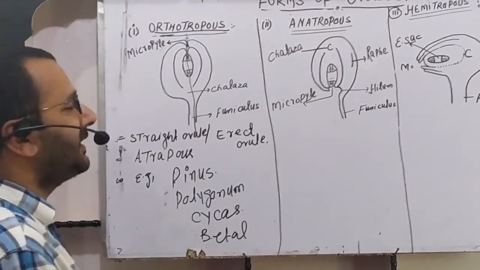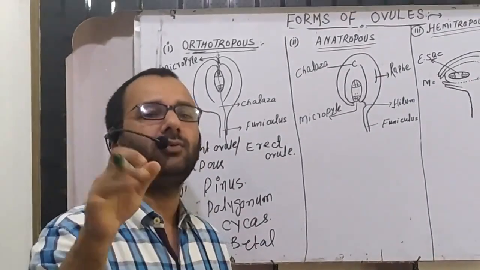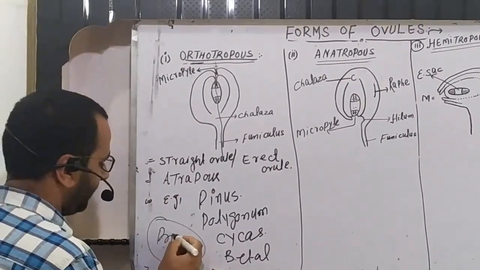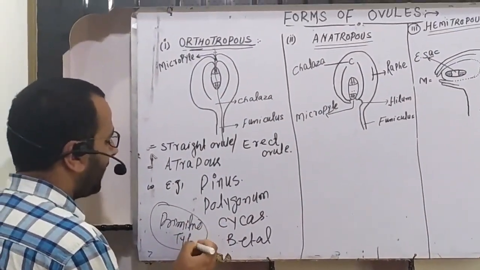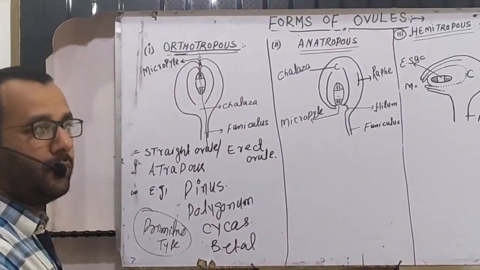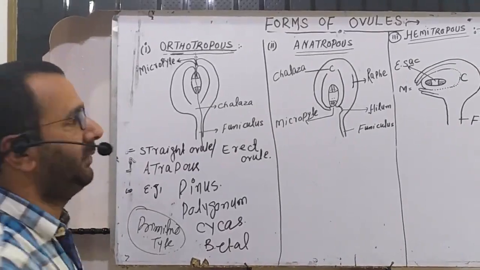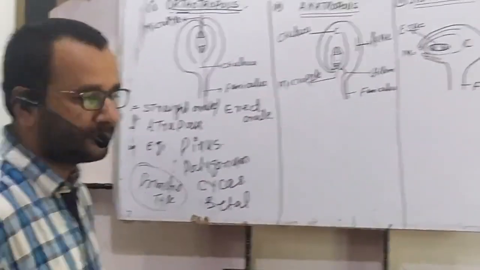And this type of ovule is considered the most primitive type of an ovule. It is the most primitive type of an ovule. The ovule is termed as orthotropous ovule. Now coming to the next type of ovule.